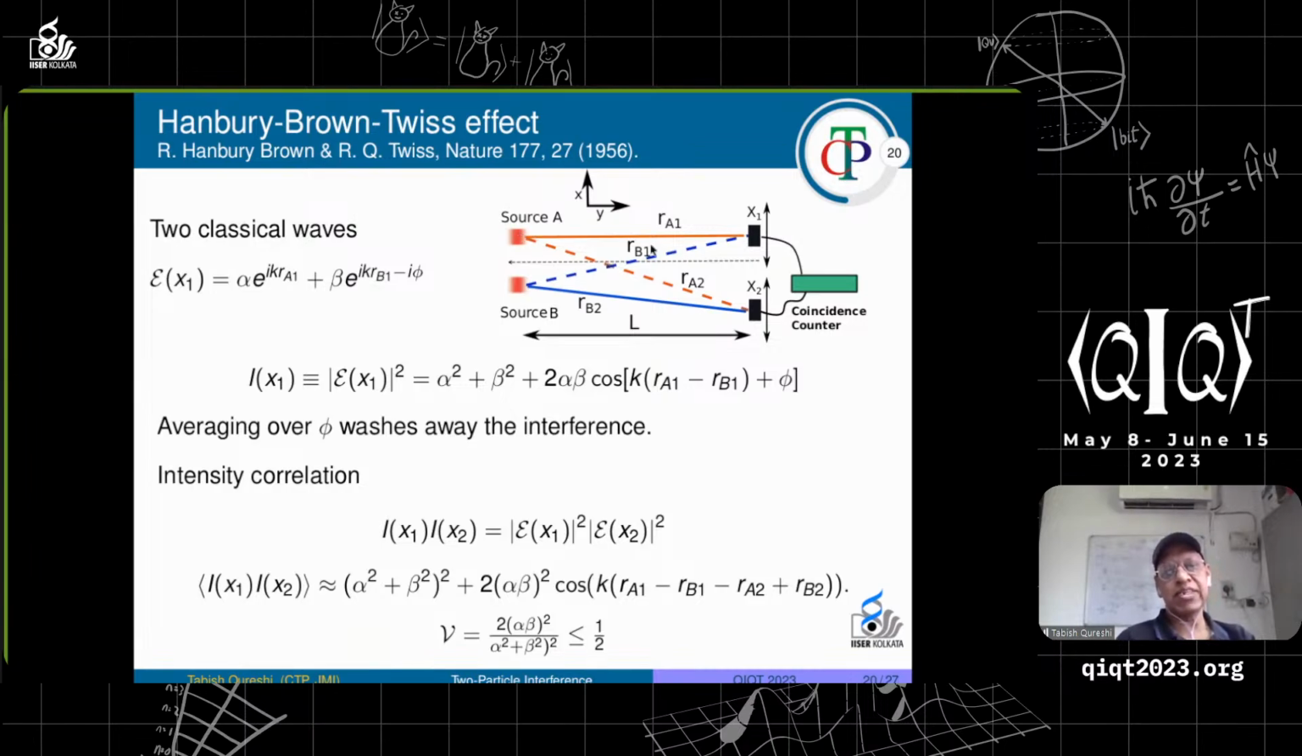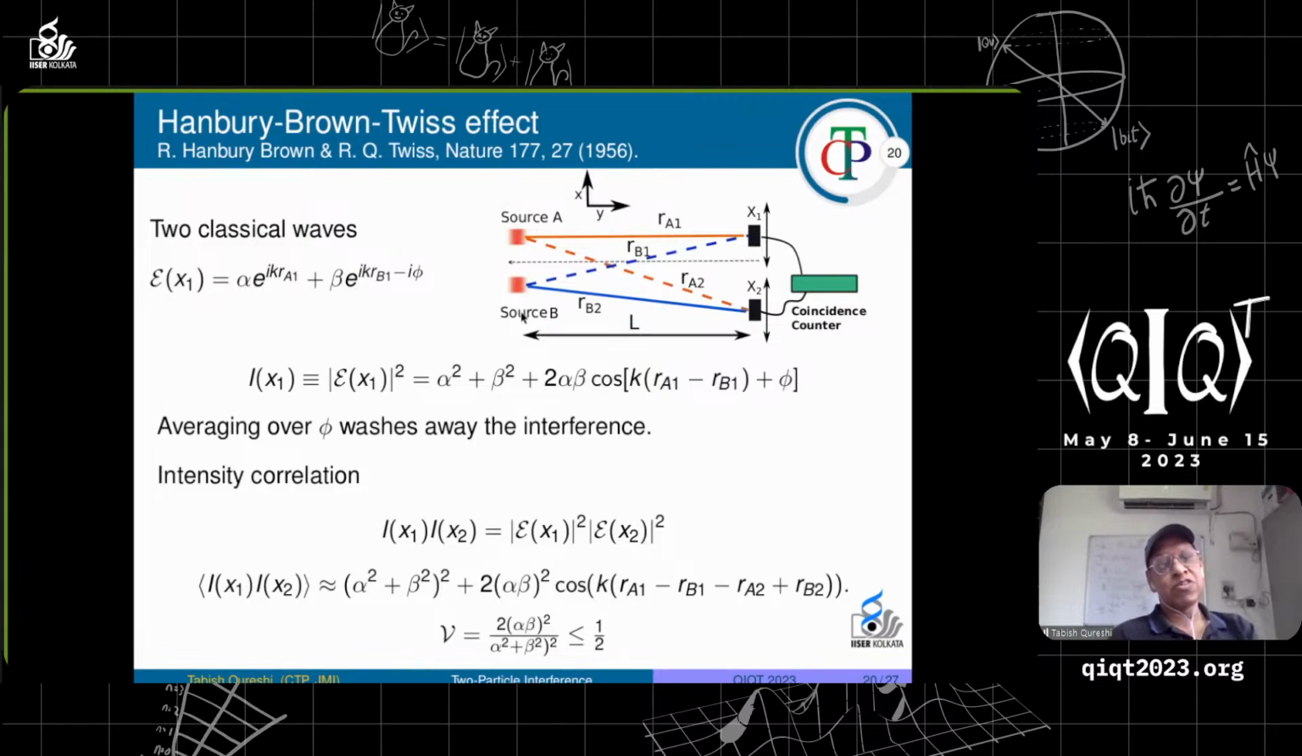So again, you can see that there is a likelihood of this wave coming here, this wave coming here, and in the same way this wave from source B can also reach both the detectors. So if I calculate the intensity at this detector X1 coming from both the sources, I will get this expression. There is a cosine term sitting here. So you might think there is an interference, but then there is a phi sitting here, which is the phase difference between these photons coming from here and here.